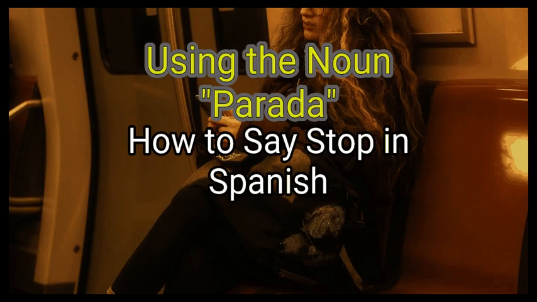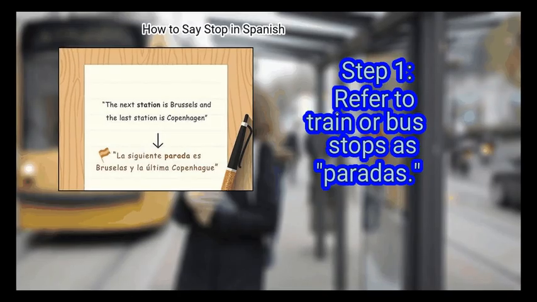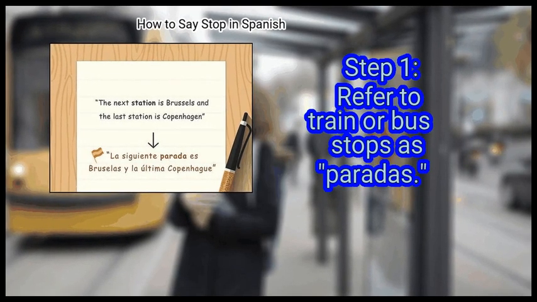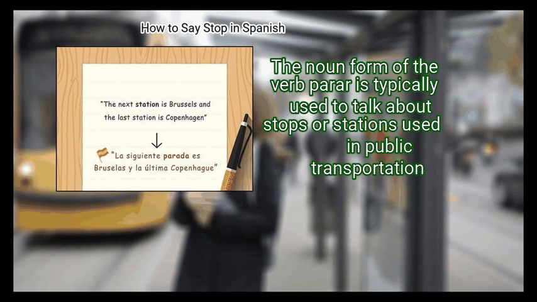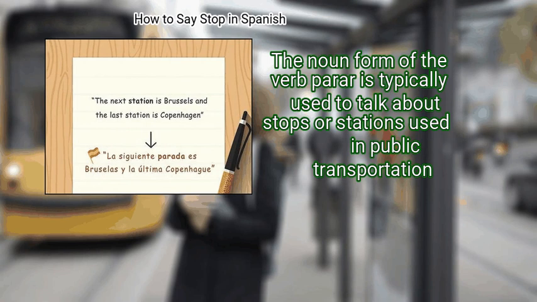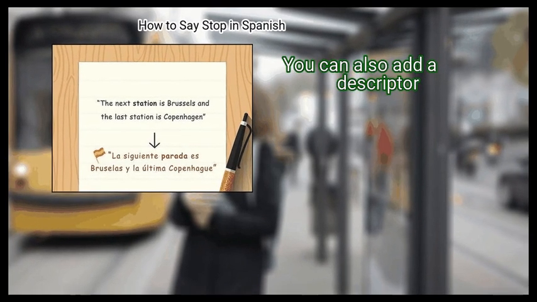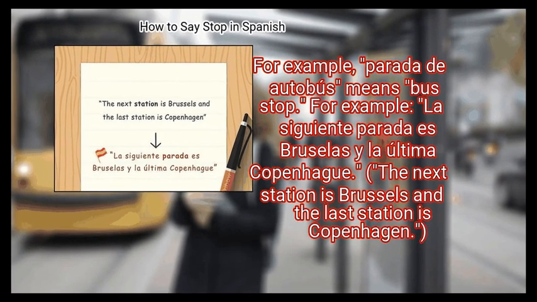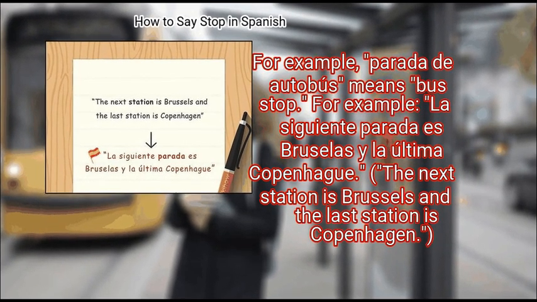Method 2. Using the noun parada. First, refer to train or bus stops as paradas. The noun form of the verb parar is typically used to talk about stops or stations used in public transportation. You can also add a descriptor. For example, parada de autobús means bus stop.